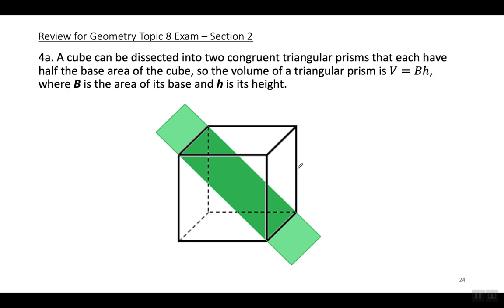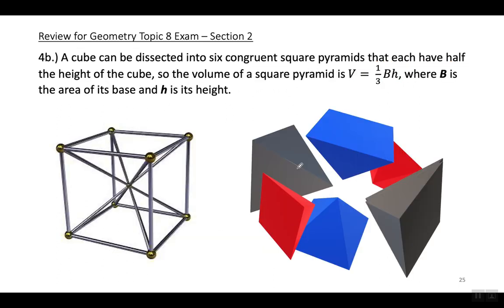Same advice for question 4B. They're both part of the same question. 4B says a cube can be dissected into 6 congruent square pyramids that each have half the height of the cube. So the volume of a square pyramid is volume equals 1/3 area of base times height, where the capital B is the area of its base and H is its height.